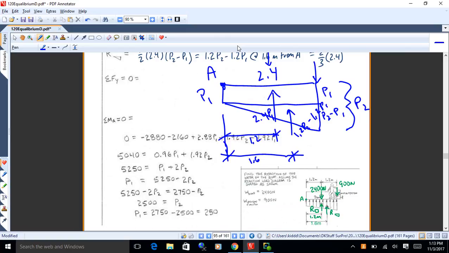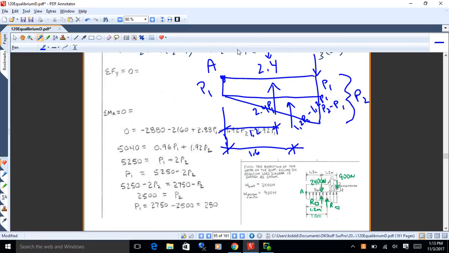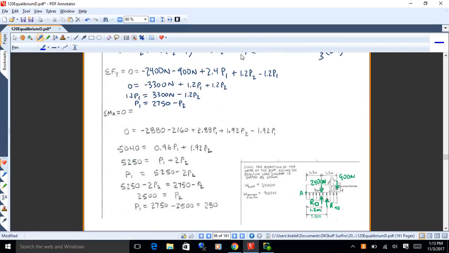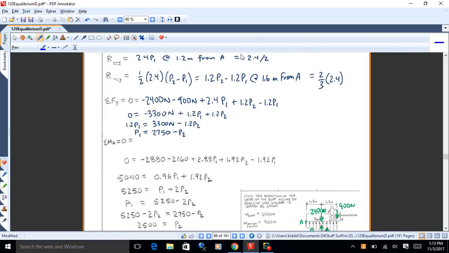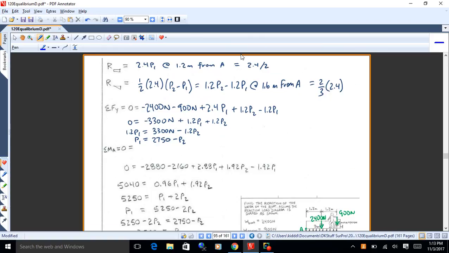So that's what we get to on that. And then we just go sum of Fy is 0, sum of Ma is 0 after that. All right, so sum of Fy, what are we going to get? We're going to get minus 2400 newtons, minus 900 newtons. Those are the downward forces. And then we just put the two reactions together, the 2.4 P1 and the 1.2 P2 minus 1.2 P1.